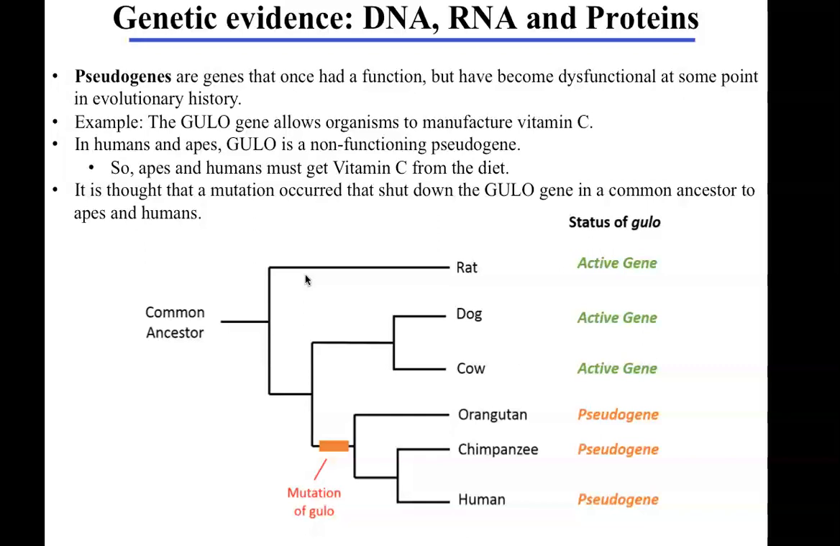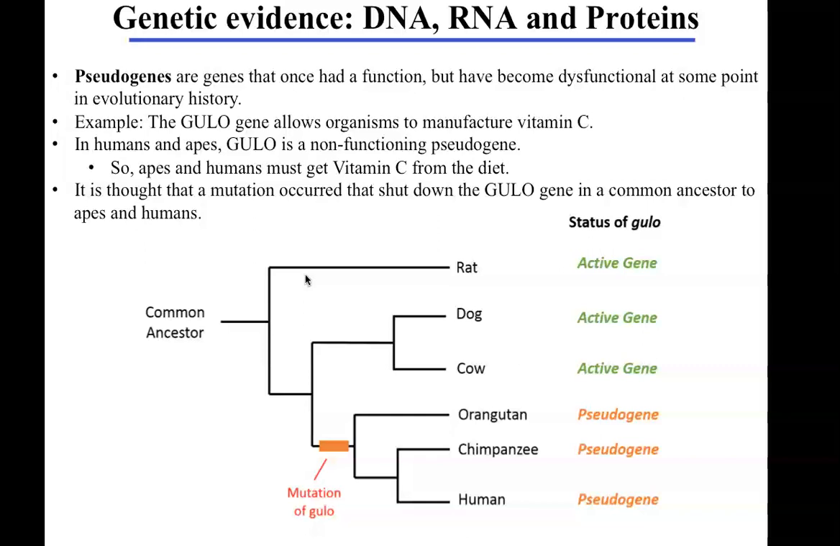What was I saying? So let's look at this. This is the gulo gene. So don't get too freaked out. It's just a gene, and biologists give them names. So this gene is called gulo, and gulo codes for proteins that allow an organism to make vitamin C.